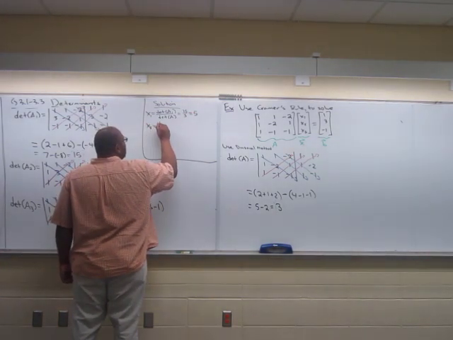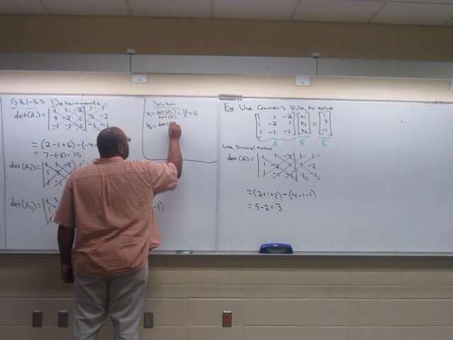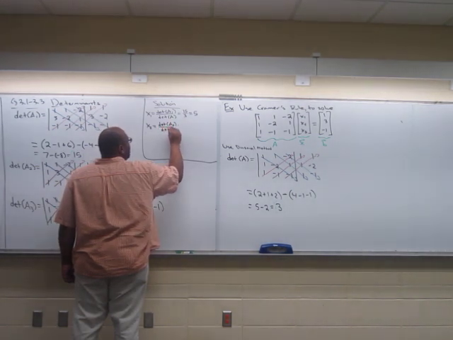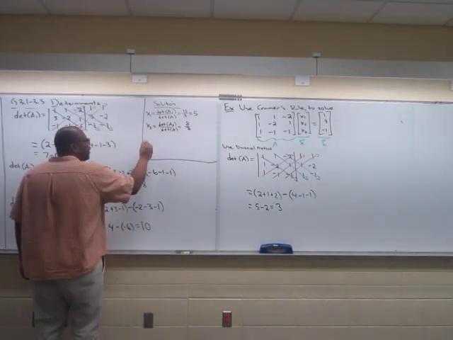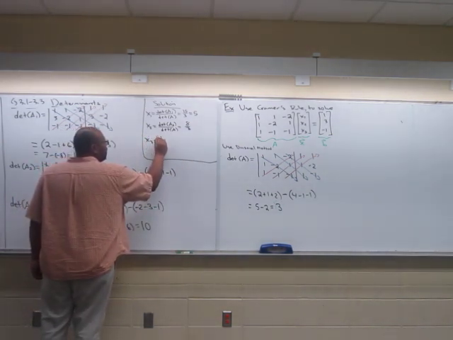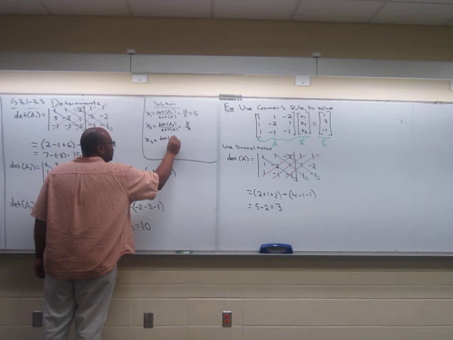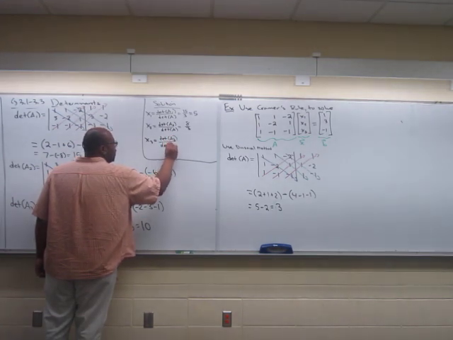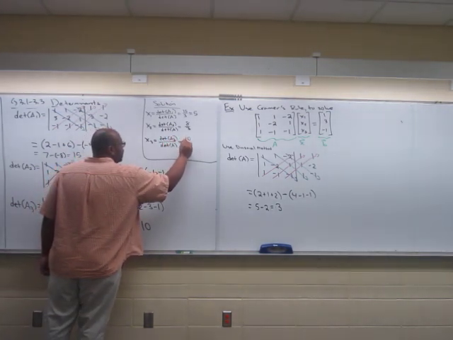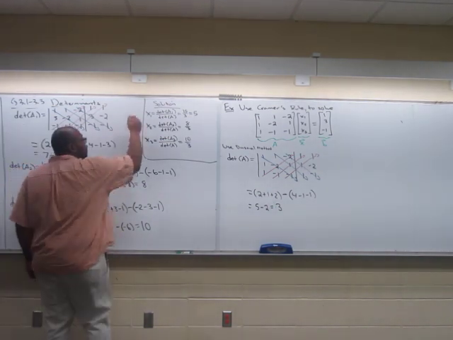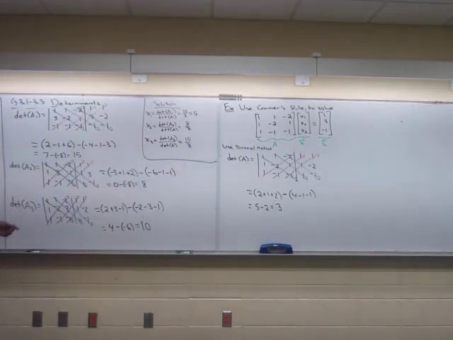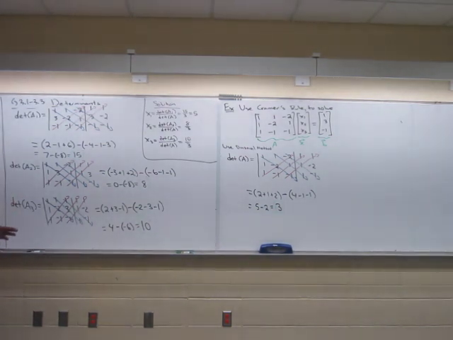x2, determinant of A2 divided by determinant of A. I get 8 divided by 3. And x3, we have the determinant of A3 divided by determinant of A, and I have 10 over 3. This is the solution I have. I guess I really don't need the boxes since it's already boxed essentially in this corner.